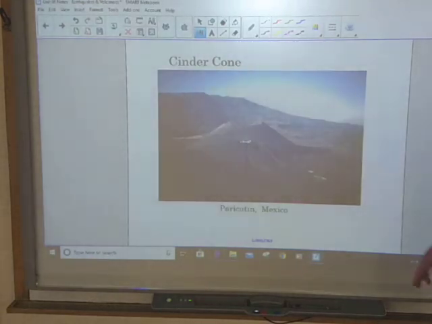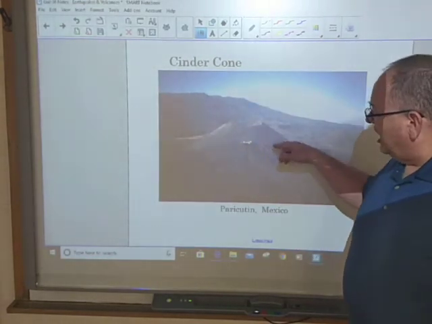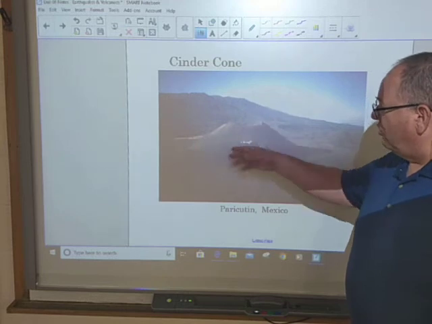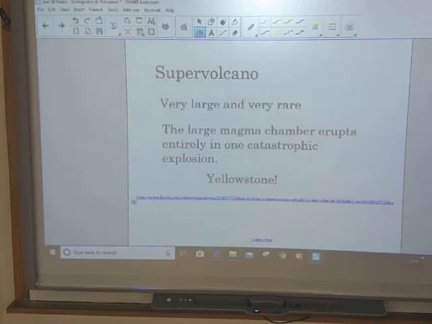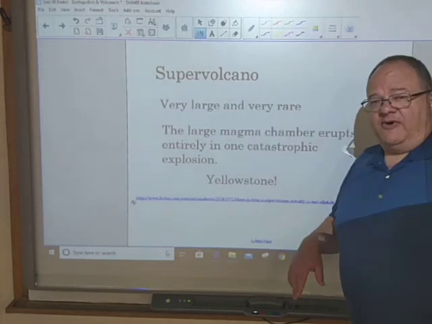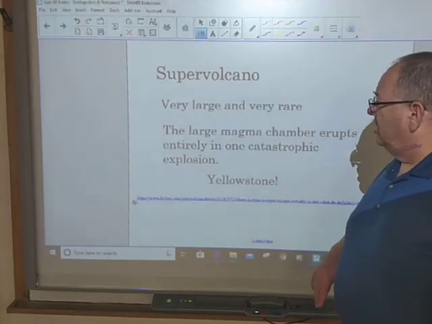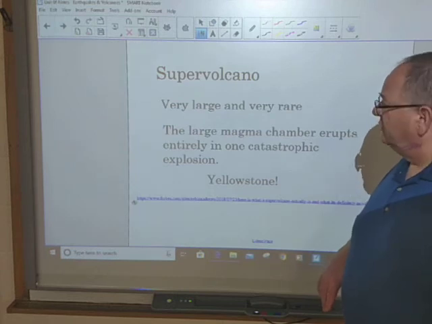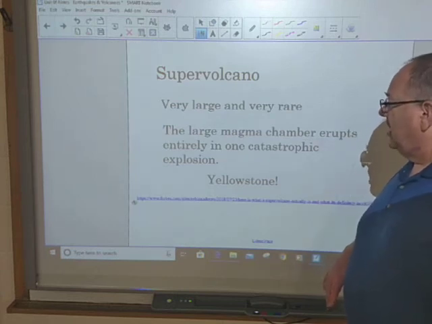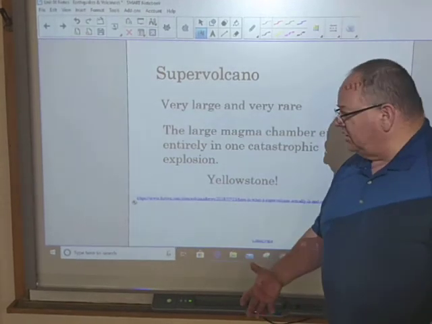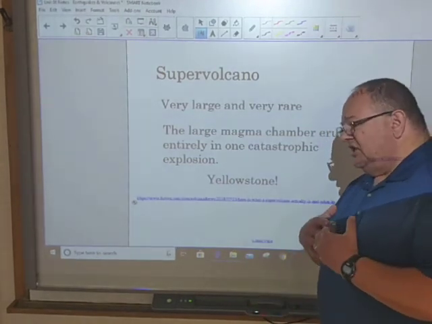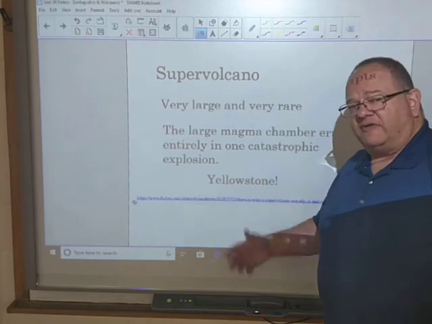So here's an example of a cinder cone, and it's just this pile of stuff that's gotten thrown out from this volcanic vent during an eruption. There is another type of volcano called a supervolcano. Very large, very rare, and the concept here is that there's a huge magma chamber in the earth, and it basically erupts in one catastrophic explosion.